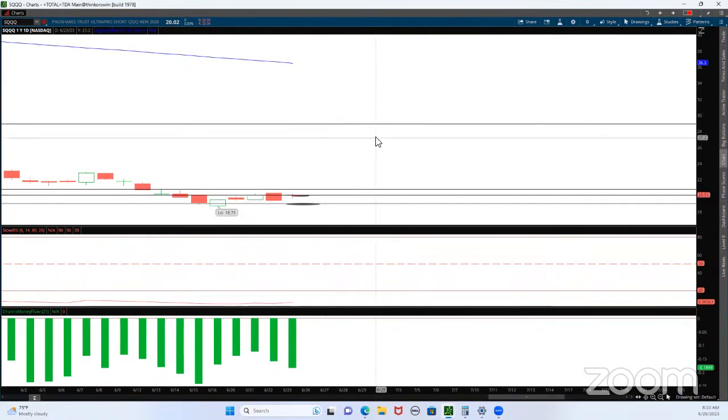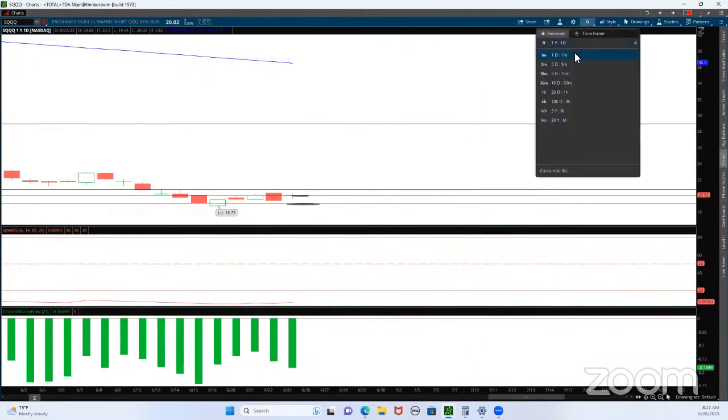We closed at 20.02. Now remember, if we open up above this level, it is going to indicate we want to take it to the next phase. So we closed at 20.02. Let's see where we're at now.